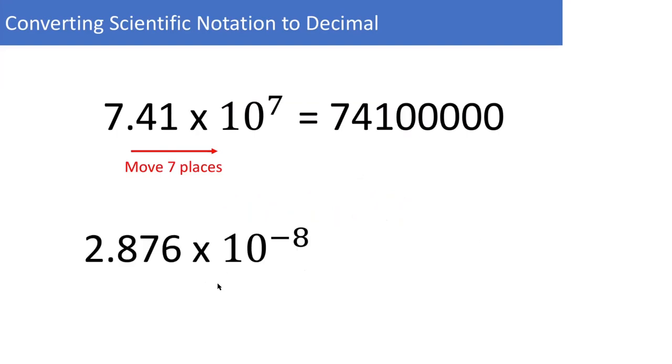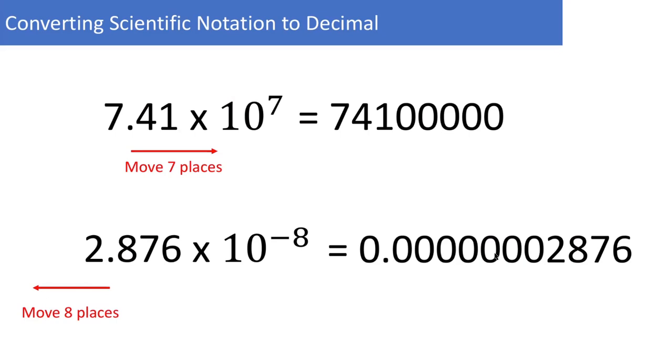This one here is really a small number, and I need to turn it into a decimal number. So I need to move this decimal point to the left 8 places. Since I have 1 already here, I have to add 7 zeros: 1, 2, 3, 4, 5, 6, 7. It gives me this number.